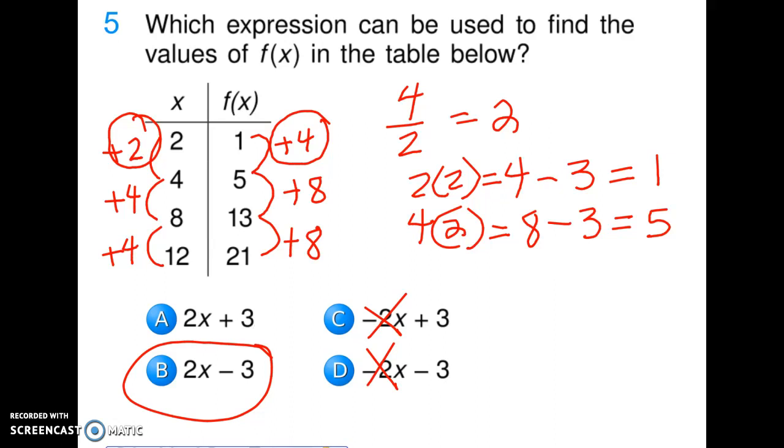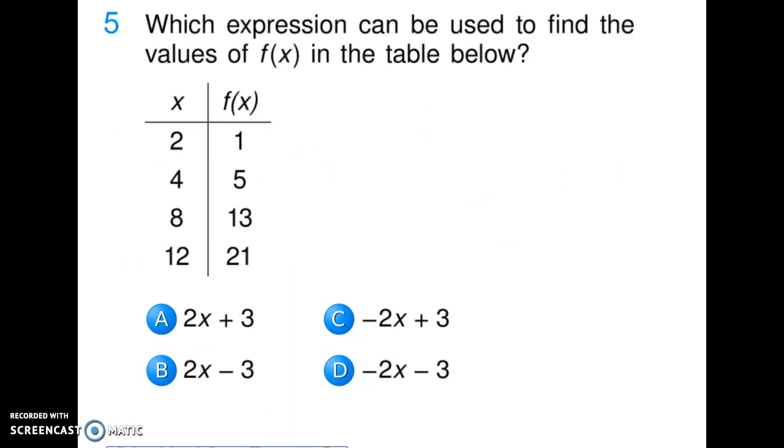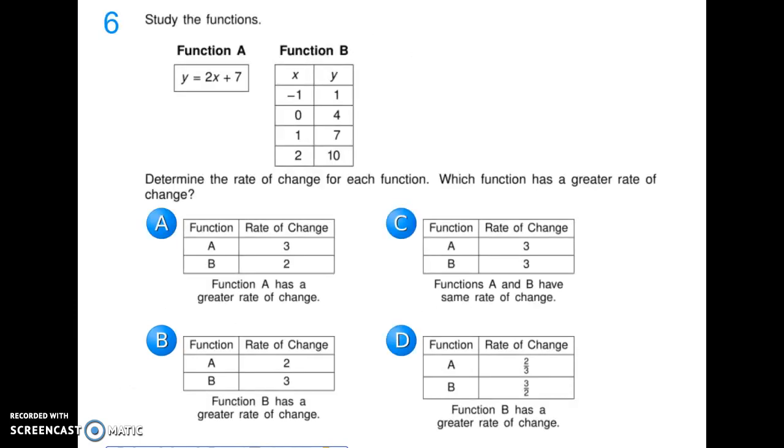Okay, so we're doing good, and we have one more question for the week. That problem is the one that you were asked to do over the weekend. At first glance, it looks kind of overwhelming because there are so many words and so many tables, but I'm going to show you how easy this problem is. It says study the functions. Function A is given to us as an equation, y equals 2x plus 7. And function B is given to us as a table. The table of values will have a rule, and we'll check that out in just a moment.